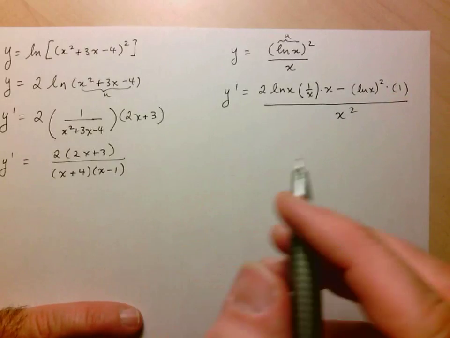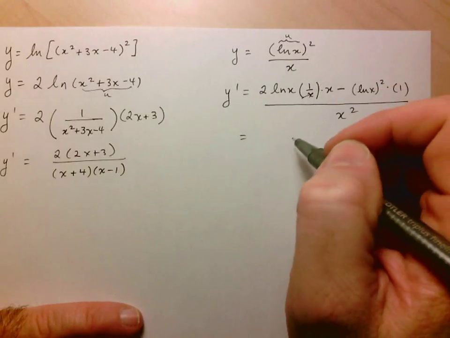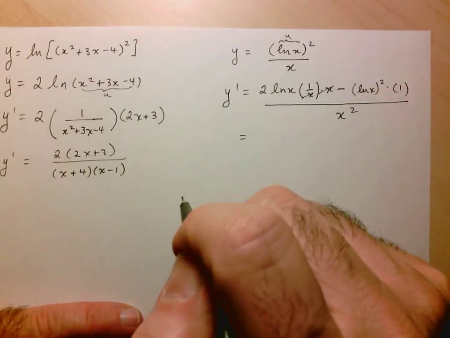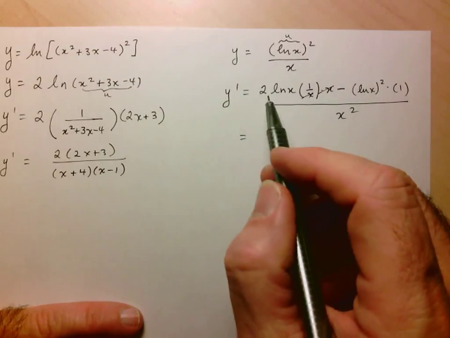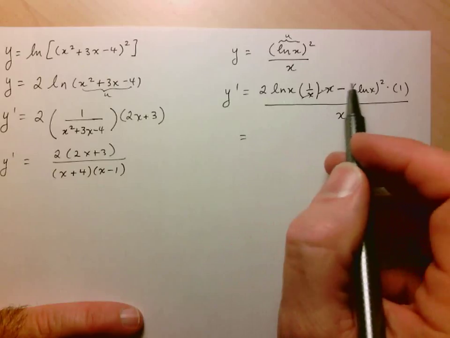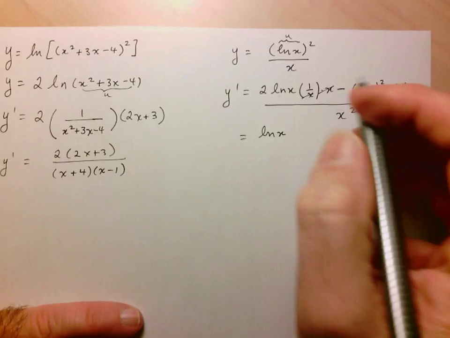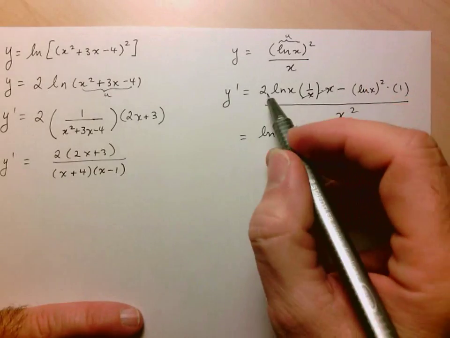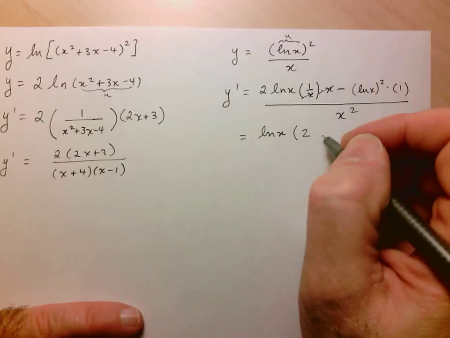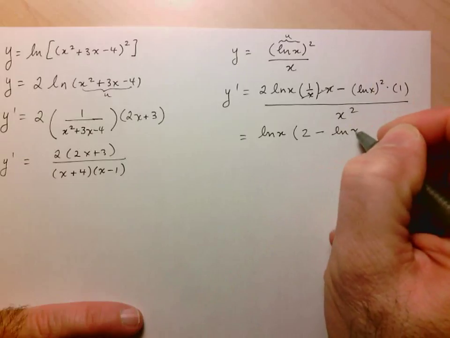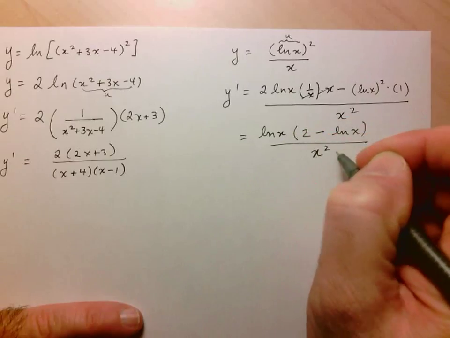Okay, so let's go ahead and simplify this here. The x in the denominator reduces with the x in the numerator. When I look at what I have left over, again I've got a common factor, an ln x in both of these terms. So let's factor that out, ln x, and then we're left with just 2 on the left, and on the right we're left with that other ln x. So 2 minus ln x, and then all over x squared.